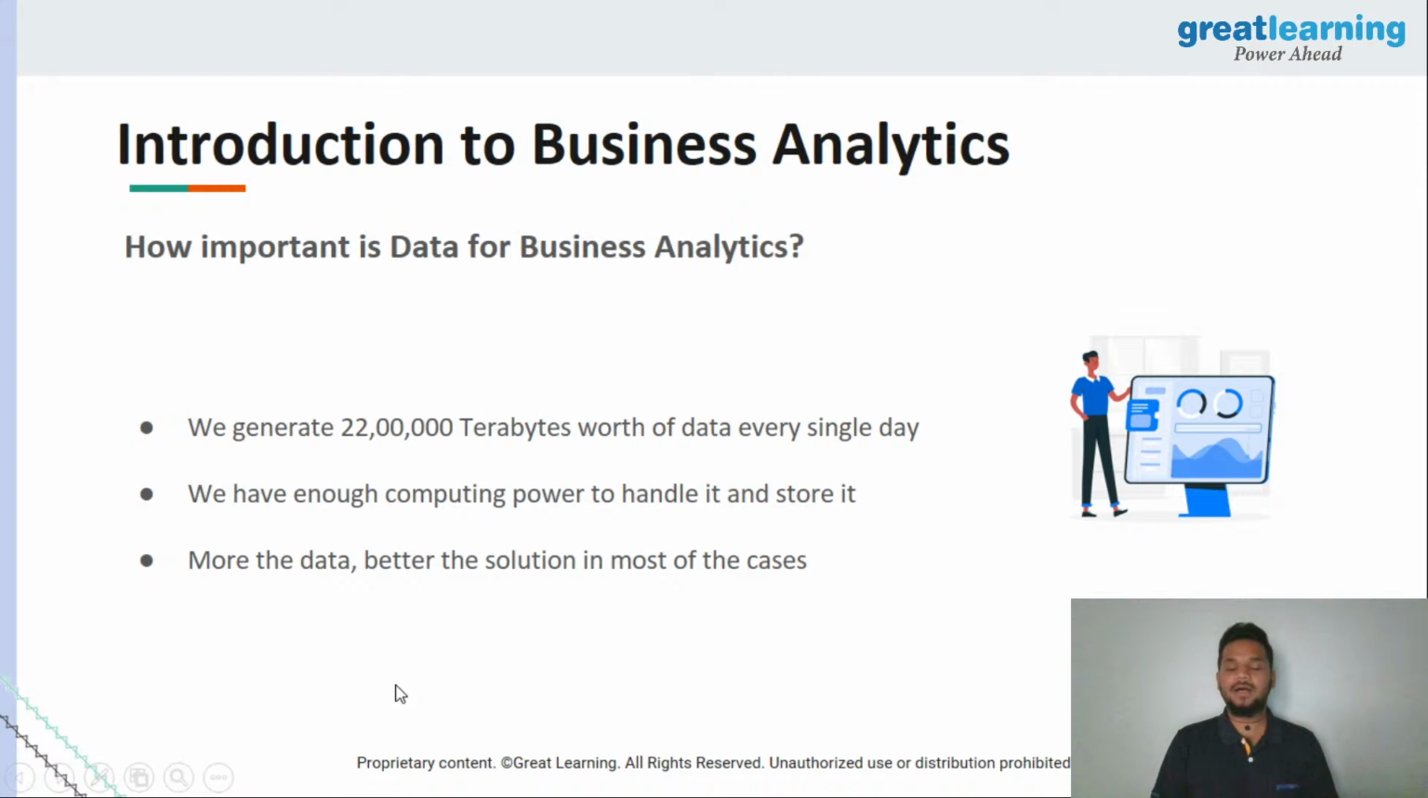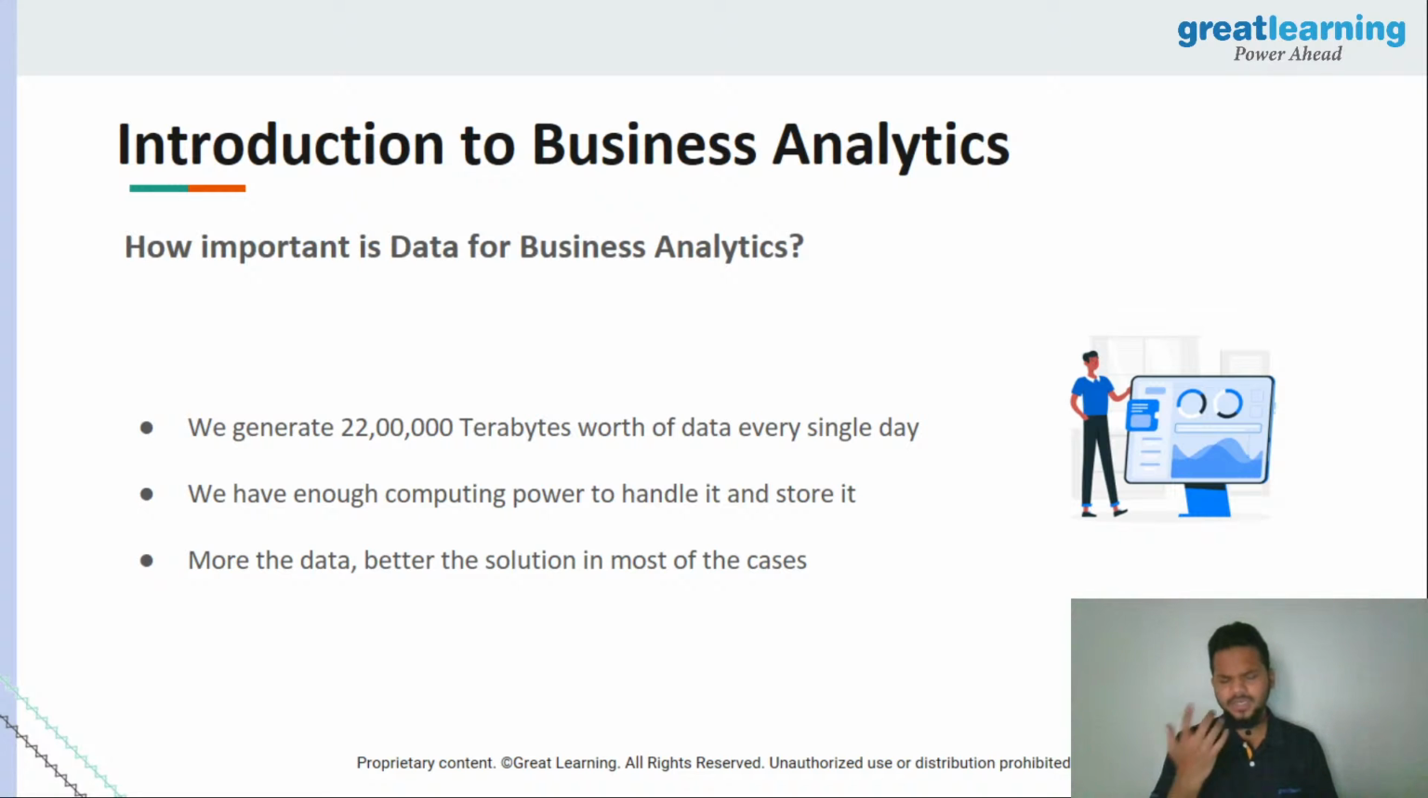Now, one question I get asked a lot is how important is data for business analytics? Business analytics means you have a data aspect of your business that you want to analyze. Here are some very important facts for you all. We generate somewhere around 22 lakh terabytes worth of data every single day. It's you, me, and 7.5 billion other people who are generating all of this data.